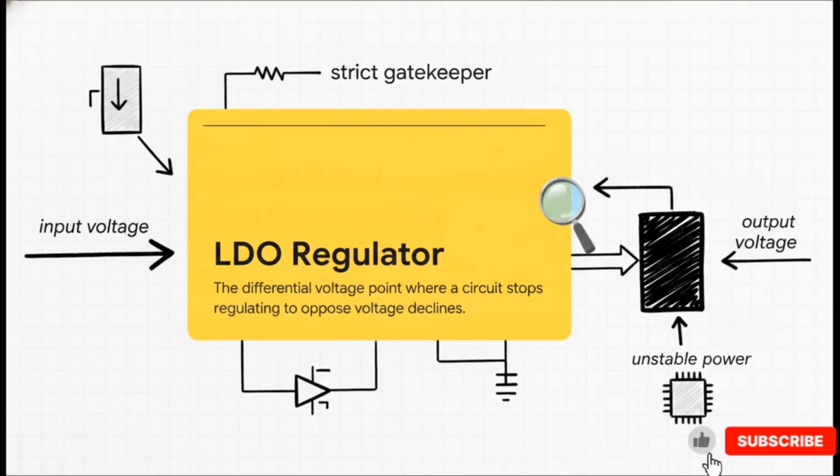All right, meet our first suspect. This is the component responsible for holding back that excess voltage we were just talking about. So let's define what this actually is. LDO stands for low dropout voltage. Now, technically, it's the differential voltage point where a circuit stops regulating to oppose input voltage declines. But, in simpler terms, it's basically a strict gatekeeper. It completely shuts down if the voltage drops below a specific critical threshold. This prevents any unstable power from reaching those highly sensitive digital components further down the line.